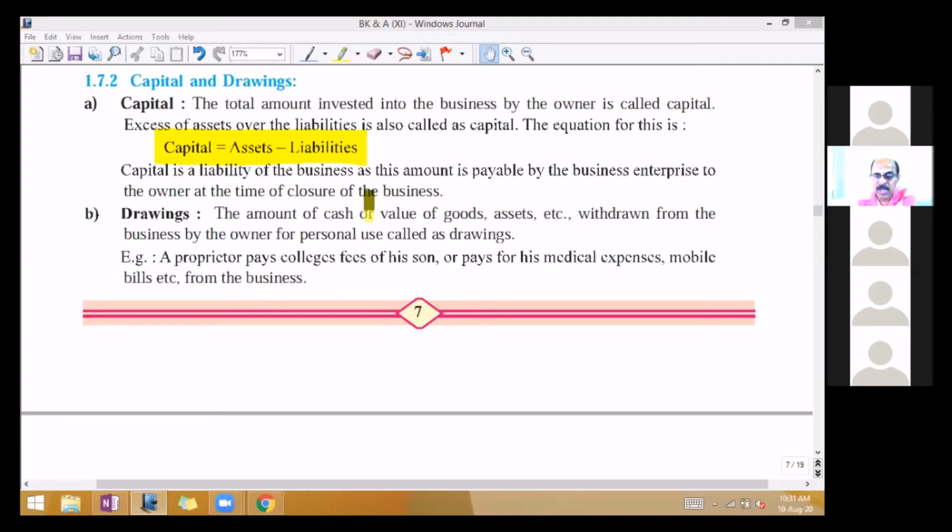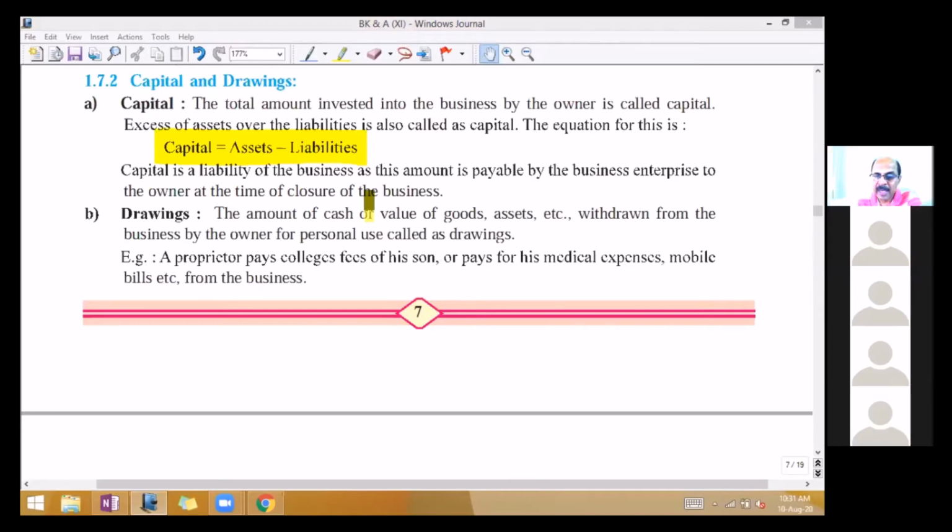So you either use the word drawings or expenditure for the examples that I'm giving. Students, I buy stationery for my students for my business. Expenditure. I pay electricity bill from my business money of the classroom. Liability. Expenditure. I paid already, not payable.